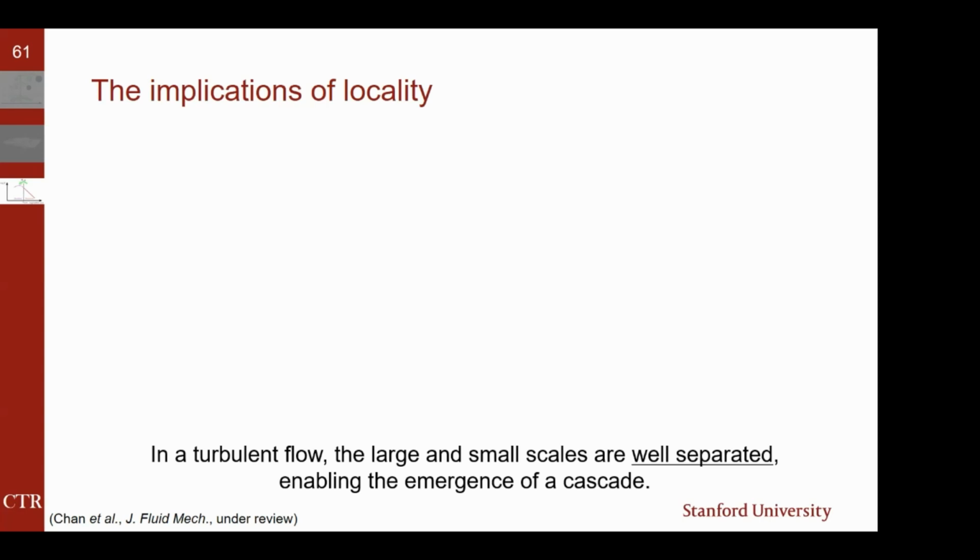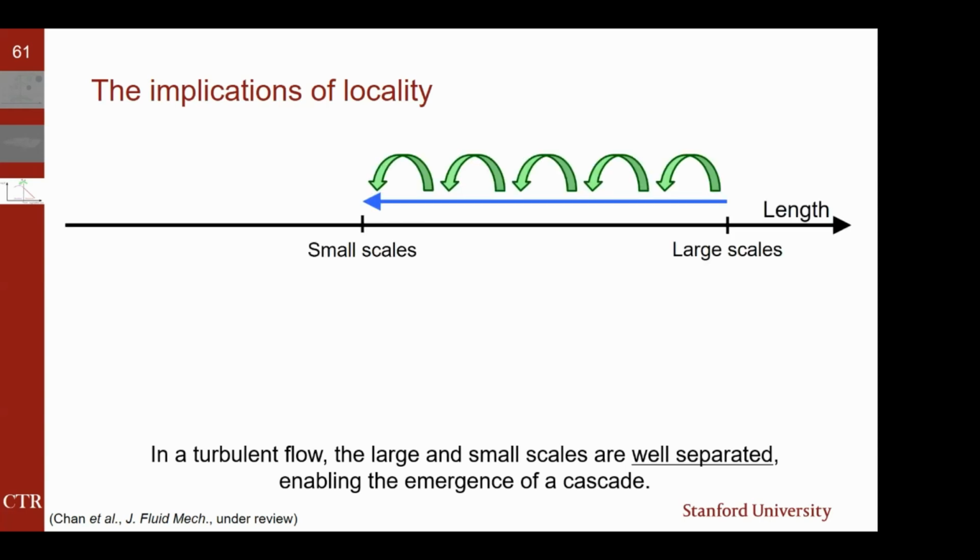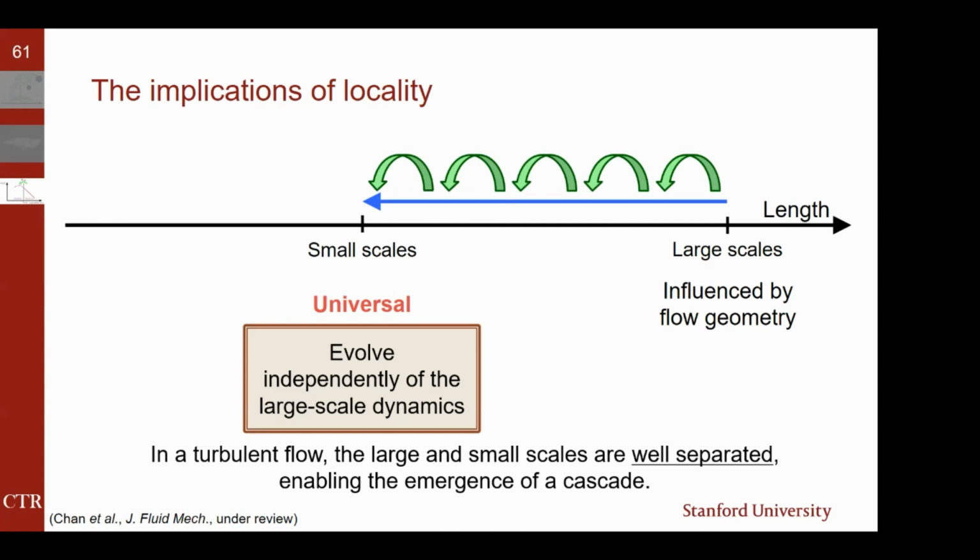So I had this cryptic remark earlier saying that the large and small scales have to be well separated in a cascade. Let's see what this means in the context of locality. So it turns out that we know the large scales are influenced by the flow geometry, and locality sort of screens the small scales from direct effects of the large scales. This tells us that the small scales are universal, and this term is a little loaded, so let me explain it a little more. What I mean here is that the details of the small scales evolve independently of the details of the large scales.